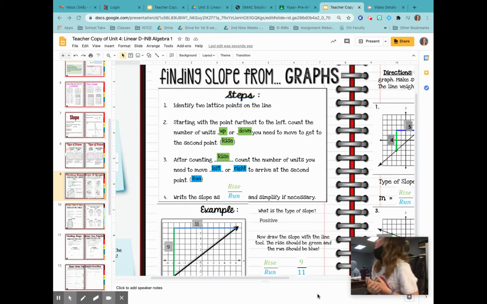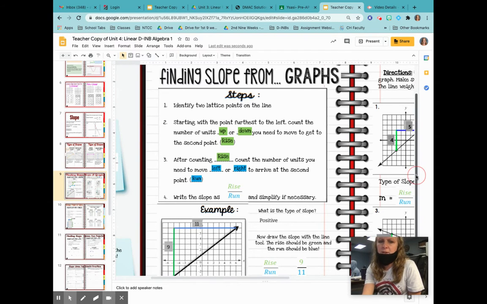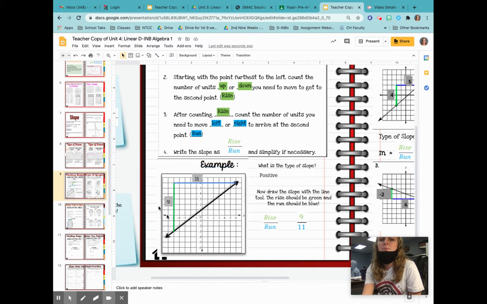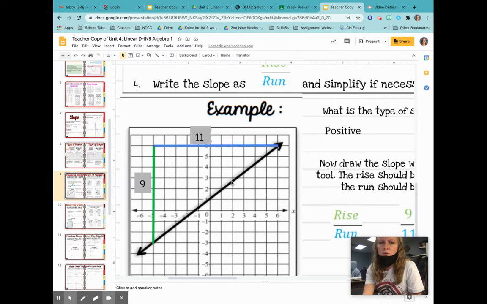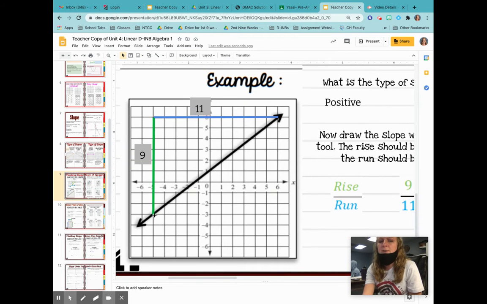Okay, we are finishing slope from a graph and then also learning about finding slope from a table. So I made a mistake yesterday with the slope. It was hard to see the lattice points on this example, so I'm going to zoom in to show you that it should actually be this point and this point. So go ahead and fix that real quick. And it should actually be 9 over 11.